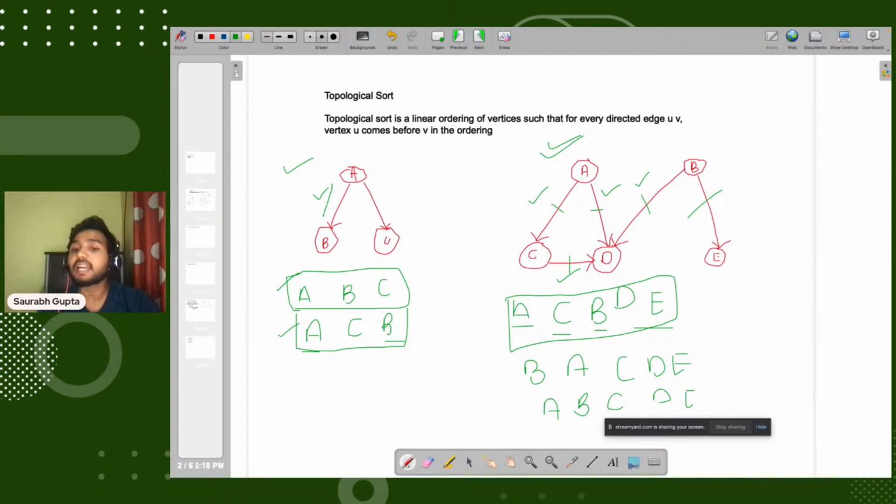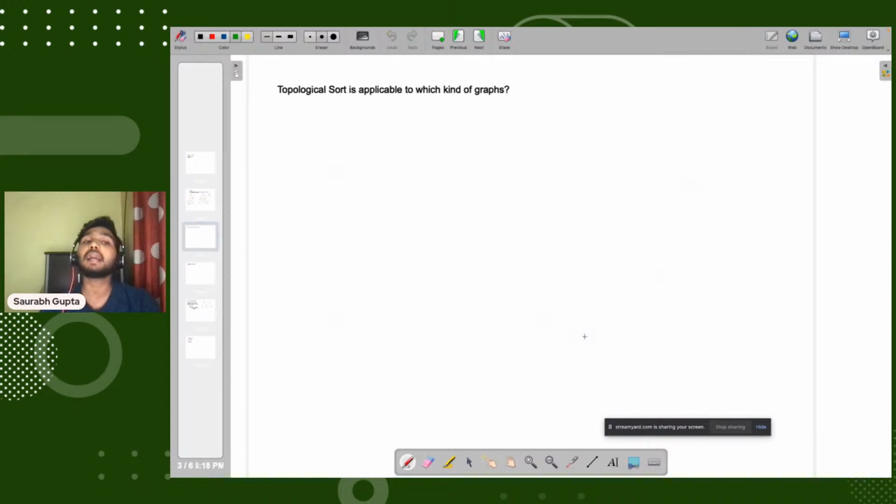So you can see that for a given particular graph, there could be more than one topological sort that can happen, right? So I suppose this is clear to everyone. Now I'll move on to the next thing, that is, topological sort is applicable to which kind of graph.